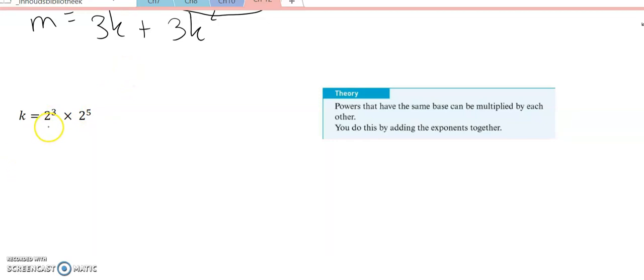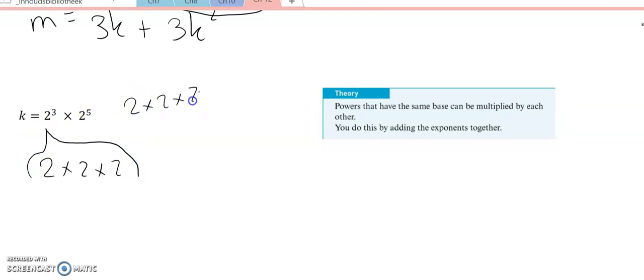If you get 2 to the power of 3, that's actually 2 times 2 times 2. So this belongs to this part. And 2 to the power of 5 is 2 times 2 times 2 times 2 times 2. That belongs to that part. And then we multiply these all together. How many 2's do we get? 2 times 2 times 2 times 2 times 2 times 2 times 2 times 2. Those are 8 2's. So we get k is 2 to the power of 8.